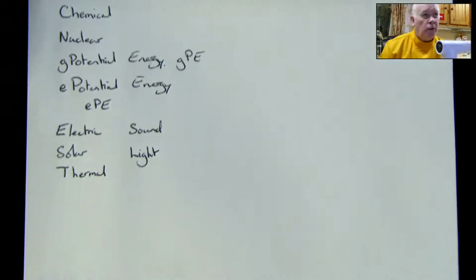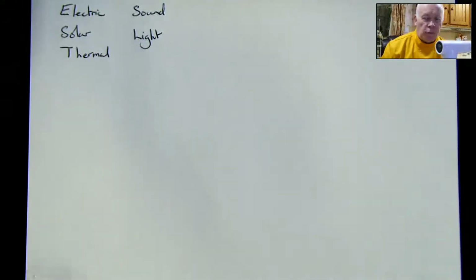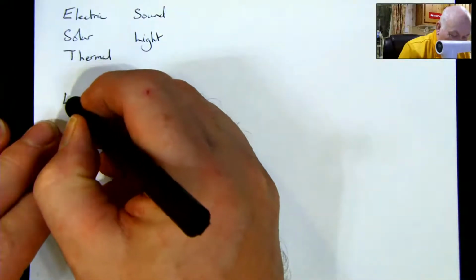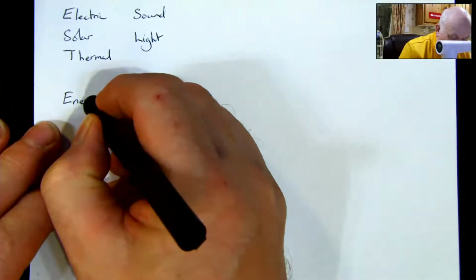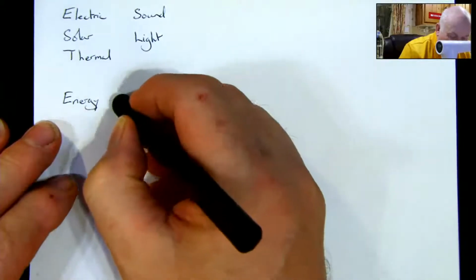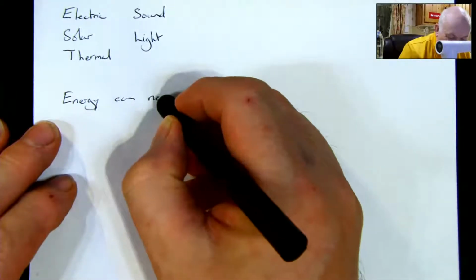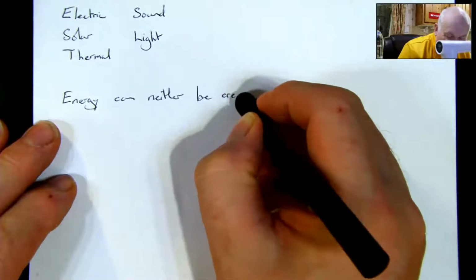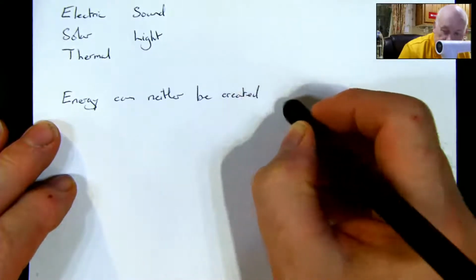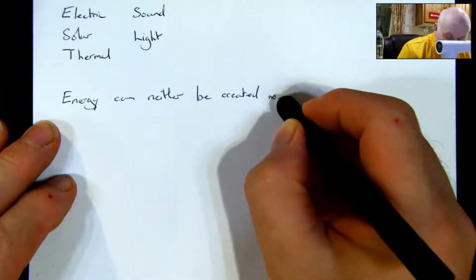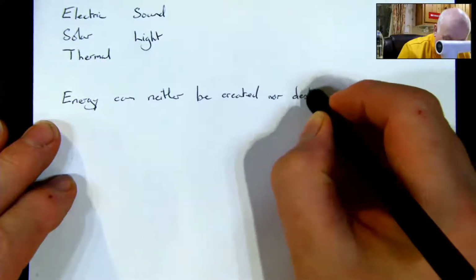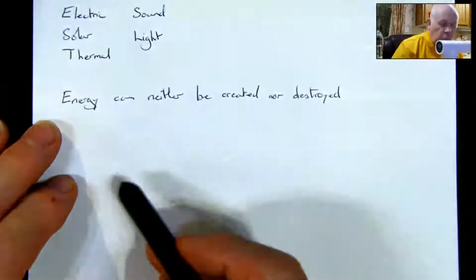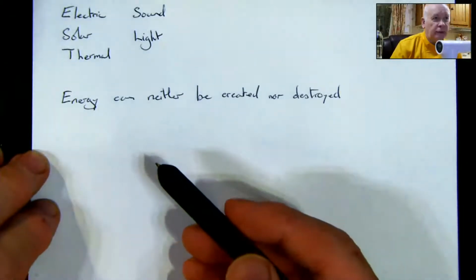Basically, when we look at all these forms of energy, we have to remember a certain rule. And that is that energy can neither be created nor destroyed. We can change energy from one form to another, but that's about it.